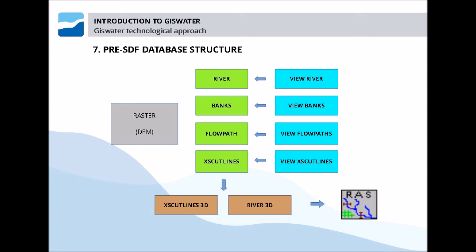The technological approach is as follows. We have a raster layer of the digital terrain model, to which we will add the river, the flow paths, the banks, and the cross-sections of the river. This will generate the necessary elements to create a 3D model of the river in a DEM standard model file that is compatible with HEC-RAS.